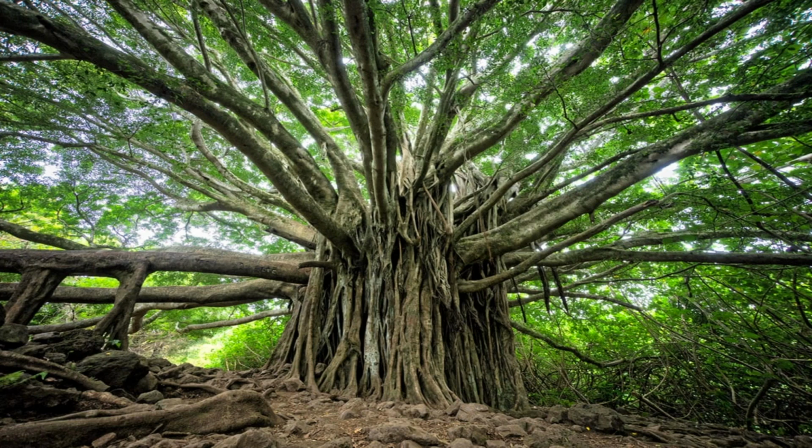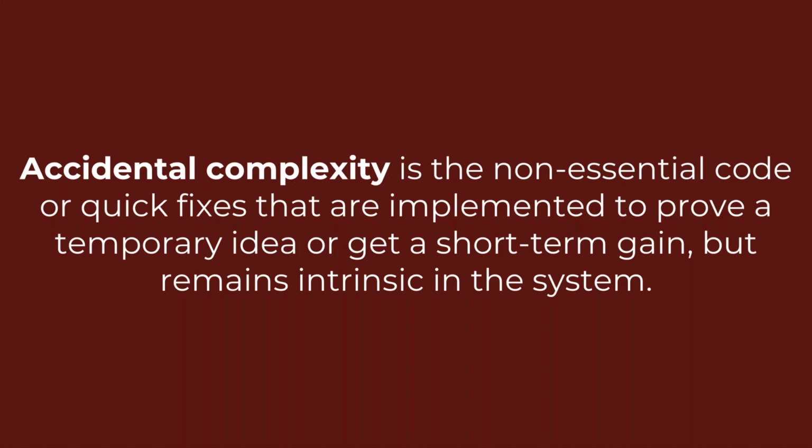The second and last type of complexity, accidental complexity, is when we temporarily put into our code things that are non-essential, maybe to get a short-term gain or to prove something like a proof of concept, but then we forget about it and it remains intrinsic in the system. So when we push to production, that thing is actually there as well. For the same analogy as the tree, we can think of this.